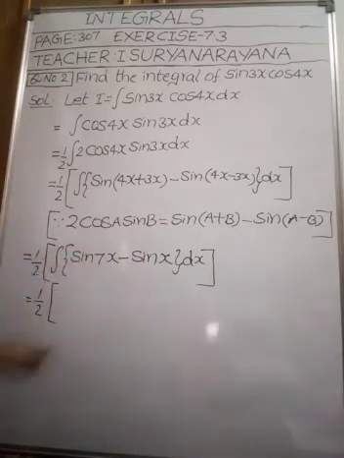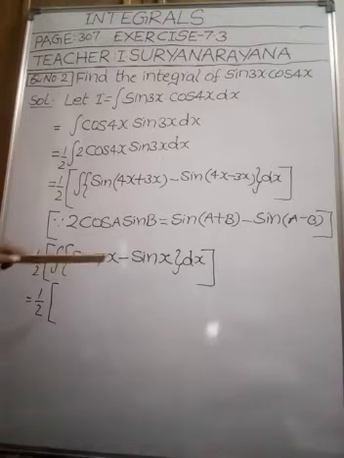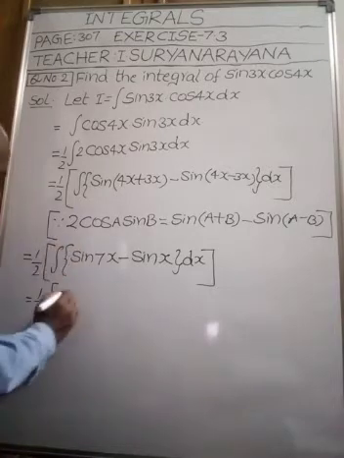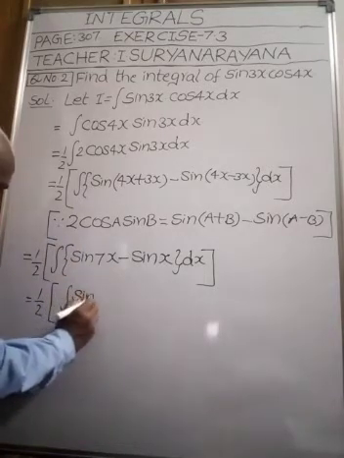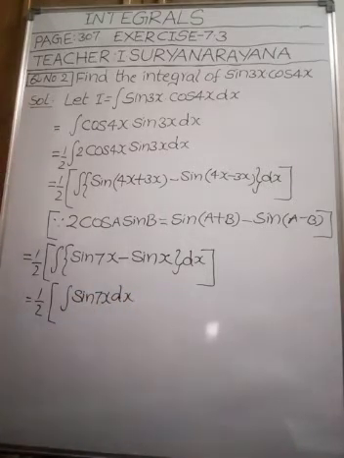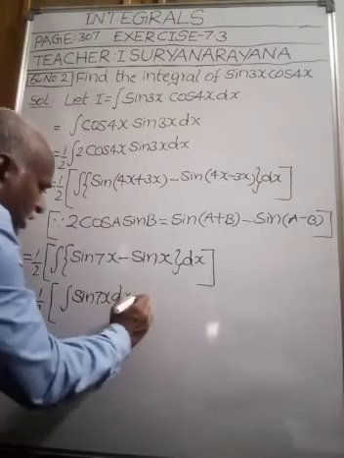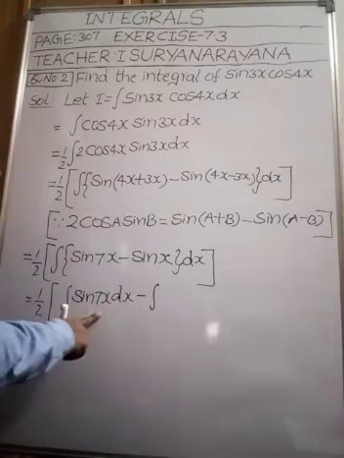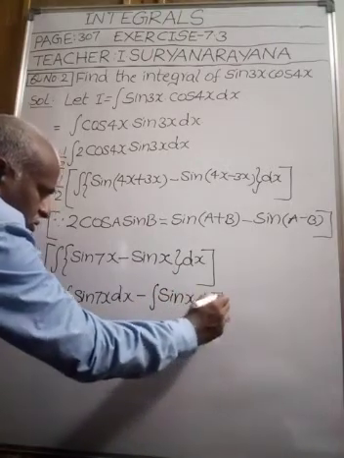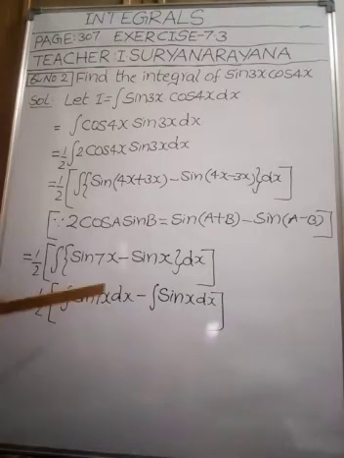Now we split into two integrals. Here there are two terms in this integrand. The first term is sin 7x and the second term is minus sin x. Okay, my children. So we find these integrals separately. So integral sin 7x dx minus integral sin x dx. Understood this first term, my children? Right. Understood this step, my children? We separated into two integrals.